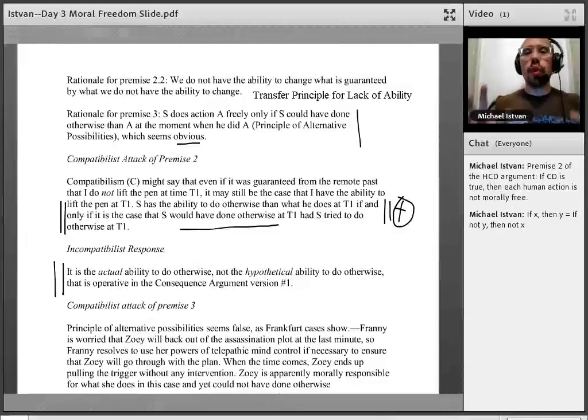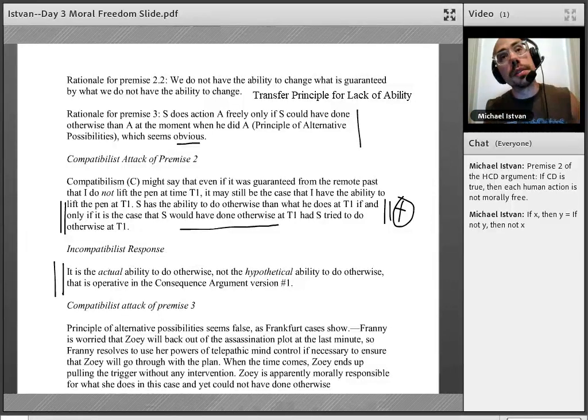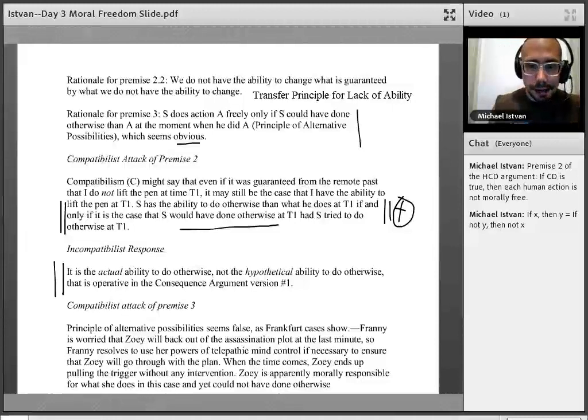But the relevant sense of the ability to do otherwise that's operative in the consequence argument, the abilities version, is the all things considered ability to do otherwise. And that's what I'm calling the actual and factual TLC. Ooh, on the TLC tip. That's what I'm calling the actual and factual ability to do otherwise. Okay? All right.